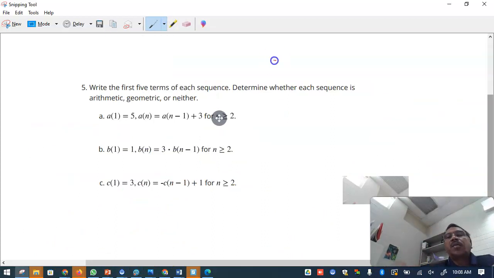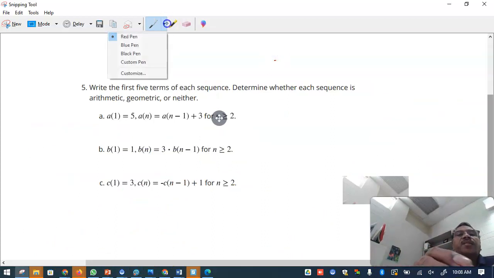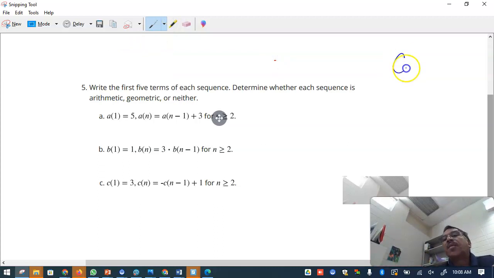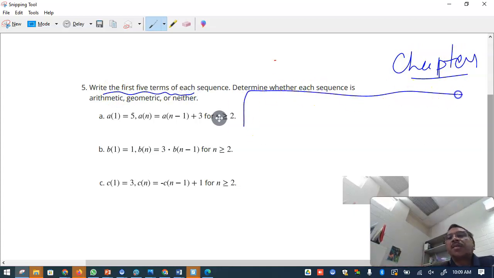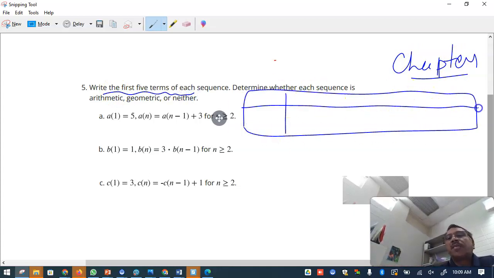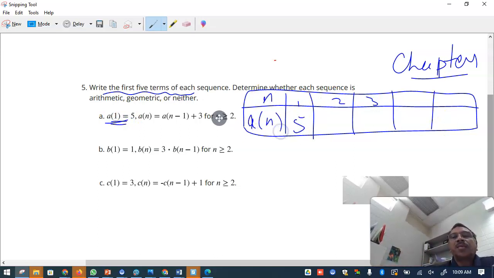Okay, now you can pause the video and see if you can do it by yourself, because for the chapter test, similar questions are being asked. So the first one, you are supposed to write the first five terms. For each of them, it's better you make a table. So A1 is given, here it is 5. So this is N and AN. That's for the first one.